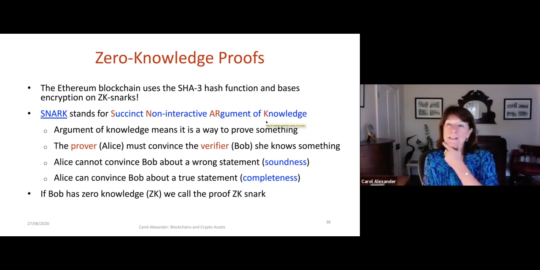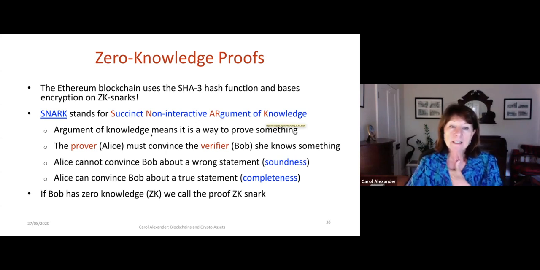So what about zero knowledge proofs? The Ethereum blockchain uses the SHA-3 hash and basis encryption on these zero knowledge SNARKs. What do I mean by a SNARK? Well, SNARK is a succinct, non-interactive argument of knowledge.